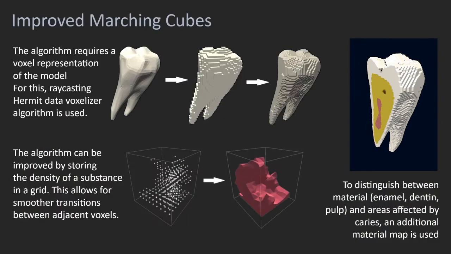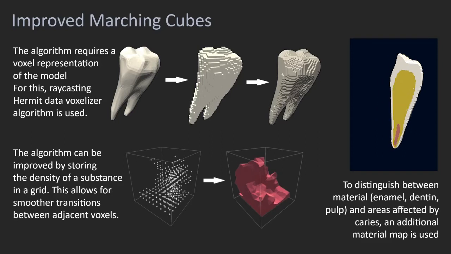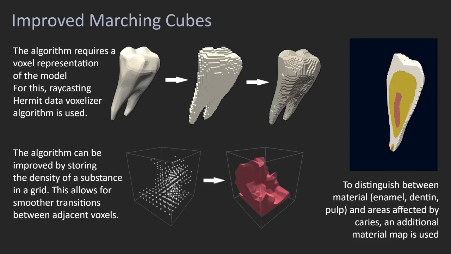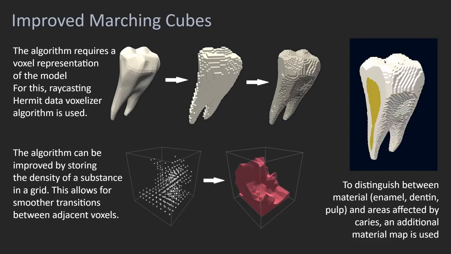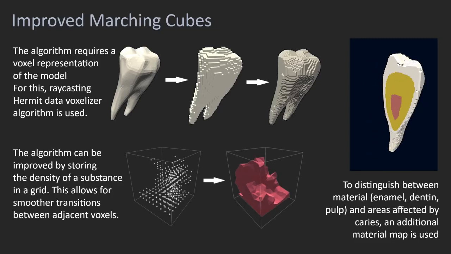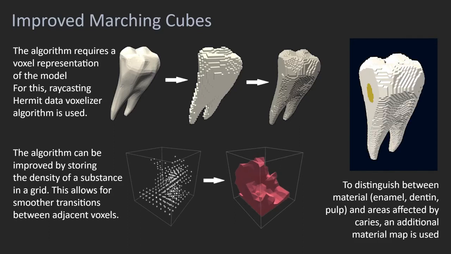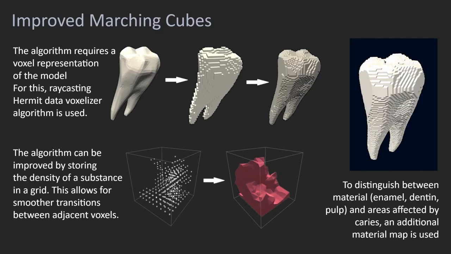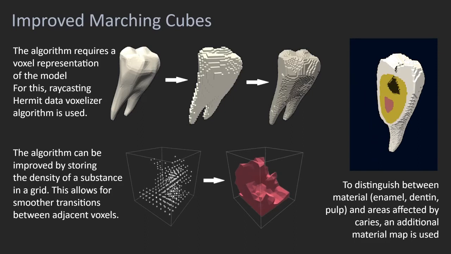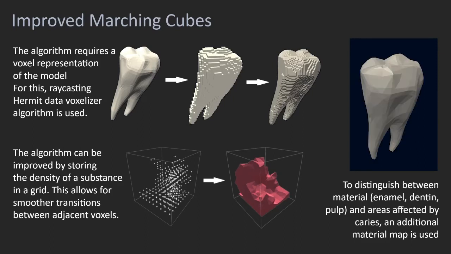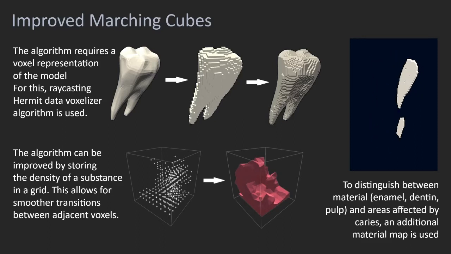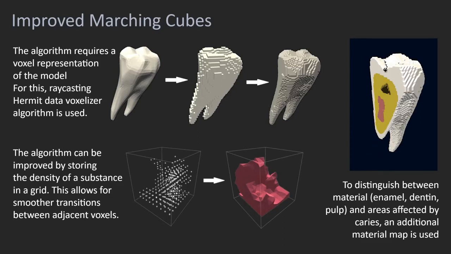This algorithm is most often used in computer games as a method of procedural terrain generation using multidimensional noises, but due to its high performance, it was also used in this project. The algorithm requires a voxel representation of the model. For this, voxelizer algorithms are used, the task of which is to represent the model as a three-dimensional array, each element of which indicates whether a substance is present in a particular three-dimensional pixel, that is, a voxel, or not.